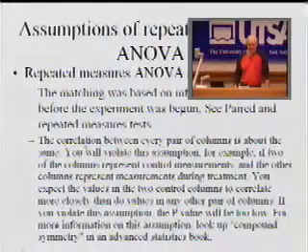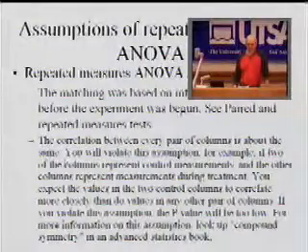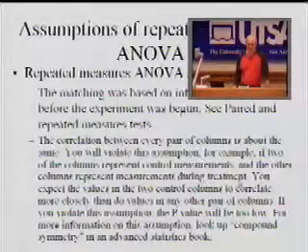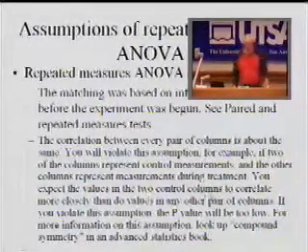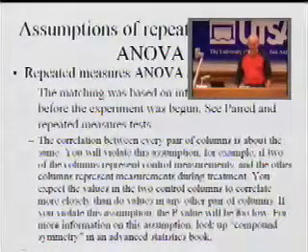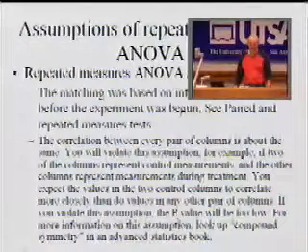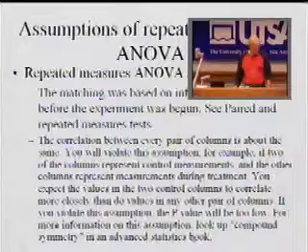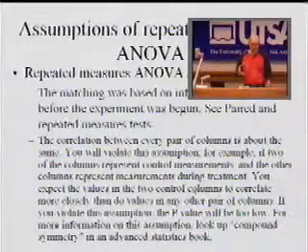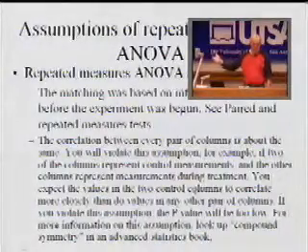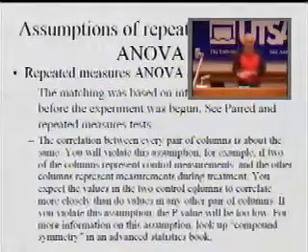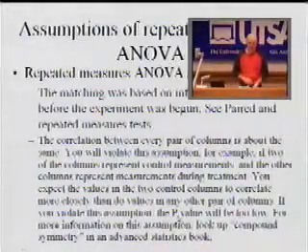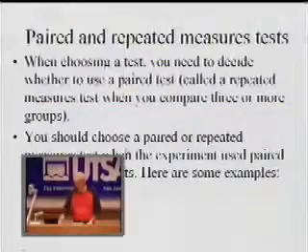So let's do this again, sorry. The correlation between every pair of columns is about the same. You will violate this assumption, for example, if 2 of the columns represent control measurements and the other columns represent measurements during treatment. So you expect the values of the 2 control columns to correlate more closely than do the values in any other pair of columns. If you violate this assumption, the p-value will be too low. For more information on this assumption, look up compound symmetry in an advanced statistics book. So if you took 3 baseline measurements, your control values, and then started adding a drug, you could encounter situations where you would make errors in concluding that there was a significant ANOVA when possibly there isn't.